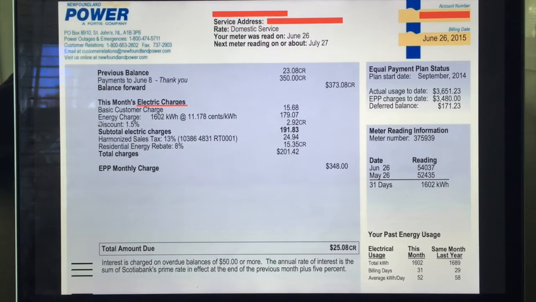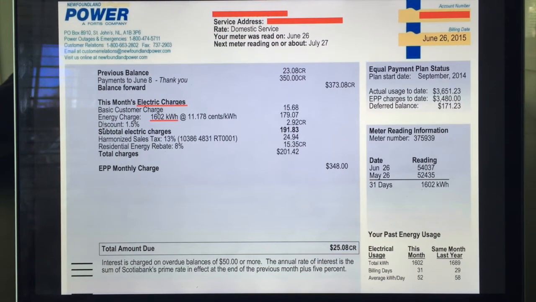So the next line item here is your energy charge, or how much electricity did you actually use. So you can see here, for this billing period, we used 1,602 kilowatt hours. And then it tells you at what rate, so 11.178 cents per kilowatt hour. So then if you multiply the amount of kilowatt hours that you were charged by the rate, you'll end up with a figure for how much you're actually being charged for that specific amount of electricity. So $179.07 for those 1,602 kilowatt hours.